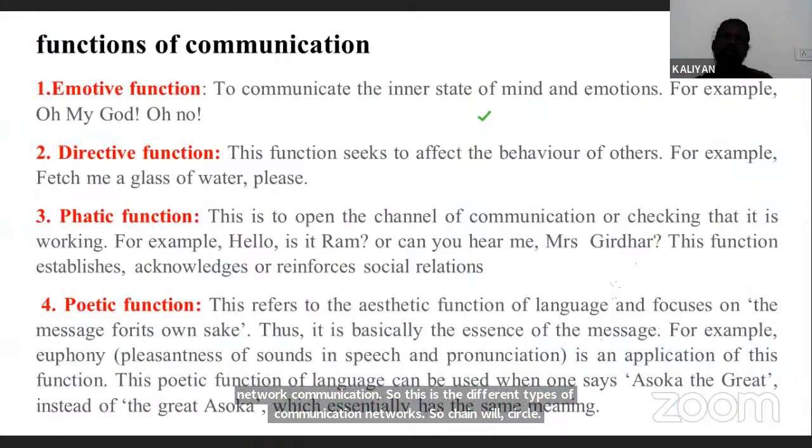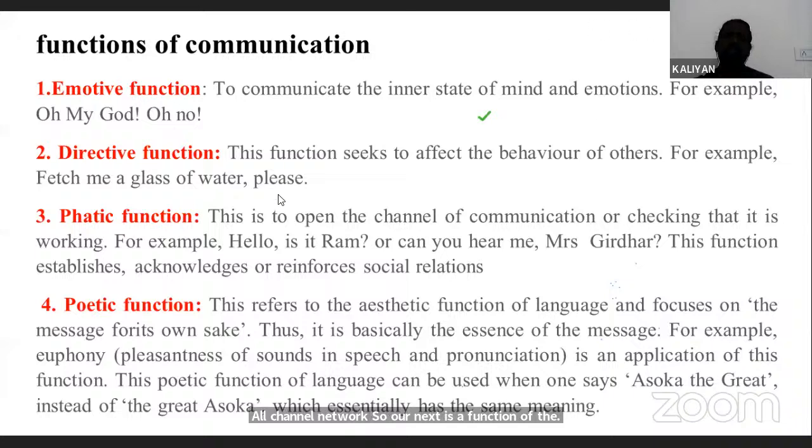And next is the functions of communication. There are different types of functions of communication. First is the emotive function. Emotive means the inner state of mind and emotion, like when we say oh my god, oh no, it expresses our emotion. That is called the emotive function.